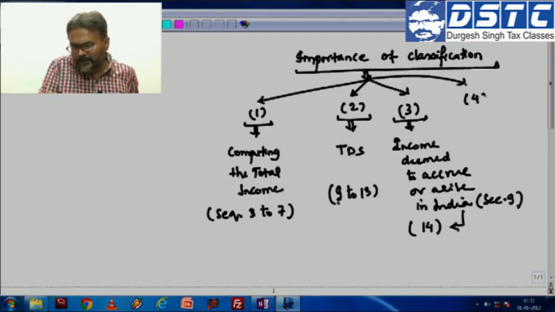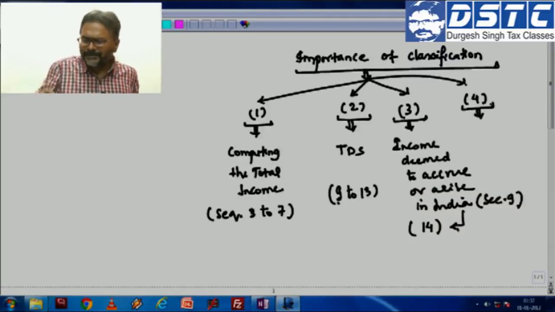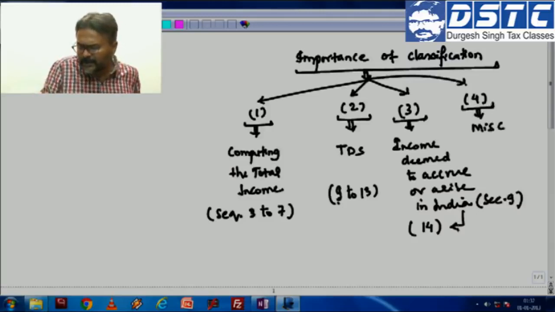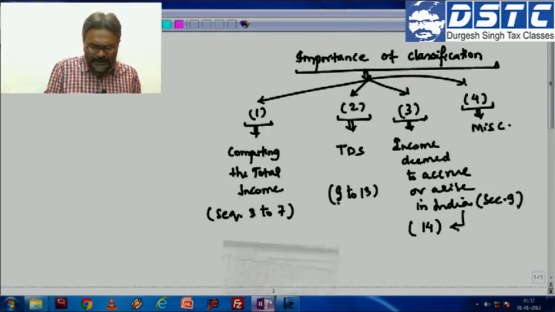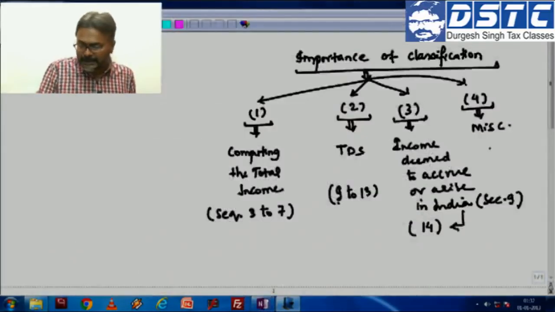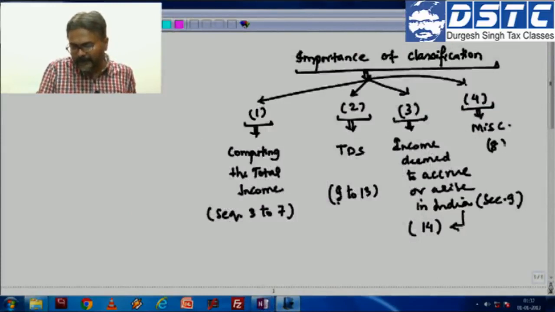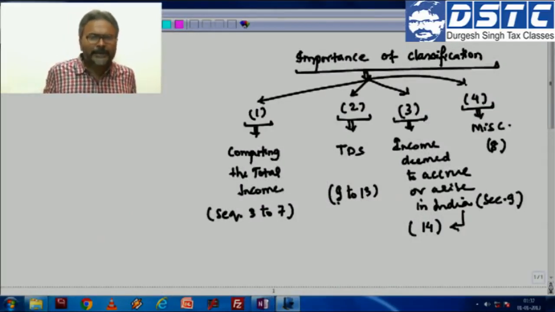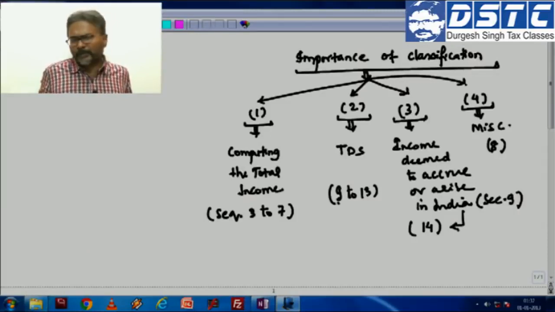The last point, students, point number 4, is about what? The miscellaneous part, because this is not from the income tax law, this actually comes from the Land Acquisition Act, which is case law number 8. So I have given you the list of the case laws which target the classification part. Let's look at them one by one.